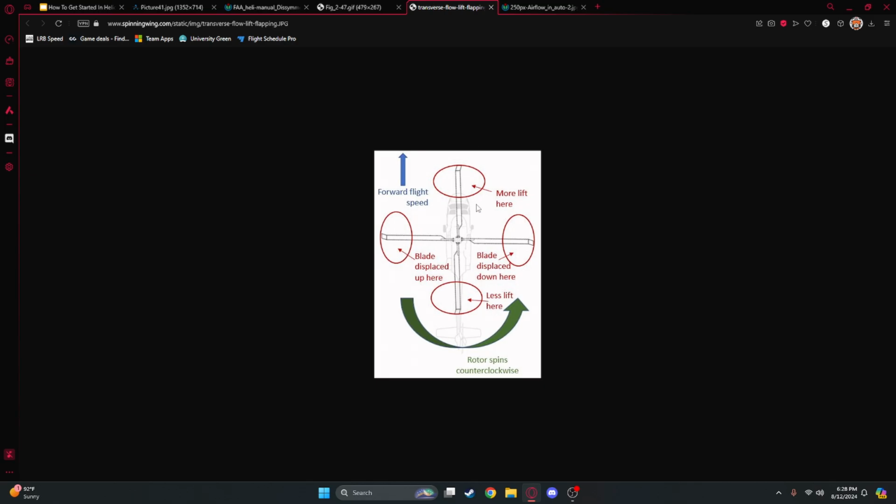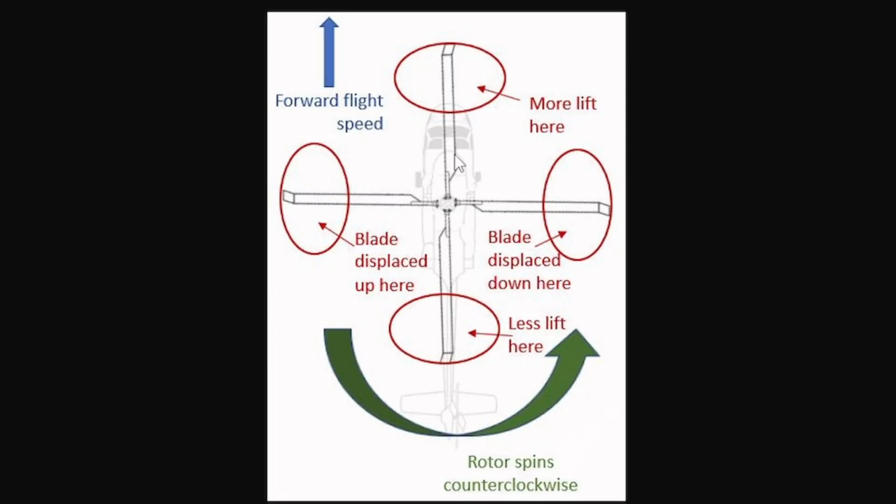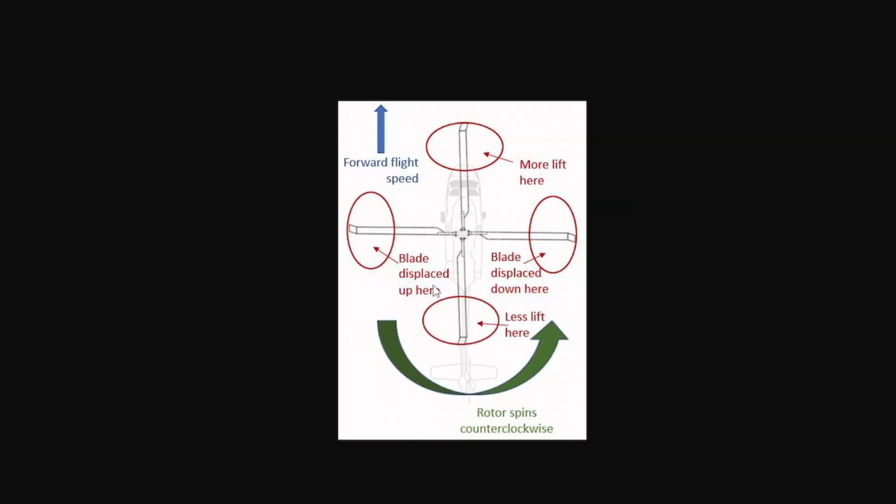So it's a pretty simple concept. Here we go. This is the front of the helicopter. As it's moving forward, more lift starts getting generated towards the front because more air is coming in up there. Well, that lift actually gets generated 90 degrees later. So that blade is going to go up, less lift here, which is pushed over here. Blade over here is displaced down. So it's kind of the opposite. Transverse flow effect is the opposite.